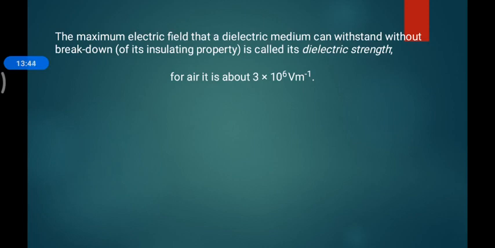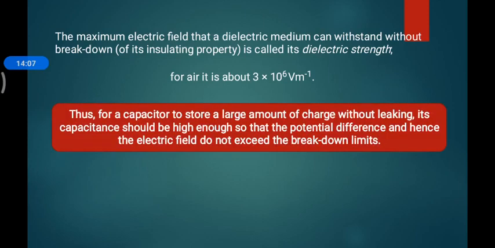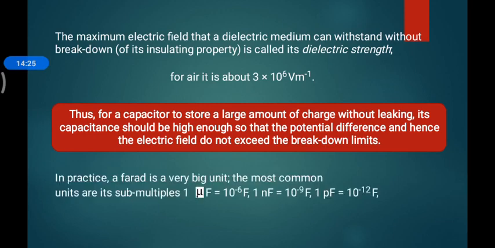So air can survive up to 3 into 10 to the power 6 when separated by a meter. If separated by 1 centimeter, the power reduces to 3 into 10 to the power 4 volt. It means 30,000 volt you have to apply, then the air will break down. Thus, for a capacitor to store a large amount of charge without leaking, its capacitance should be high enough so that the potential difference, and hence the dielectric, does not exceed the breakdown limit.